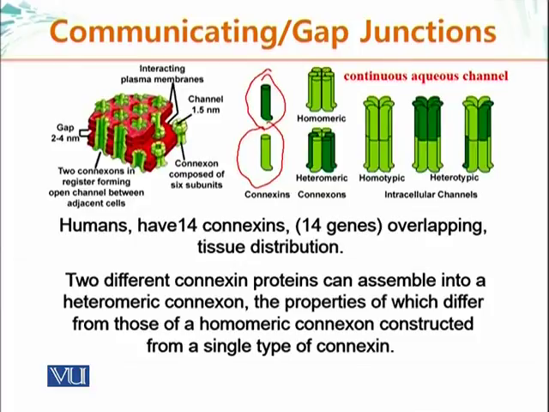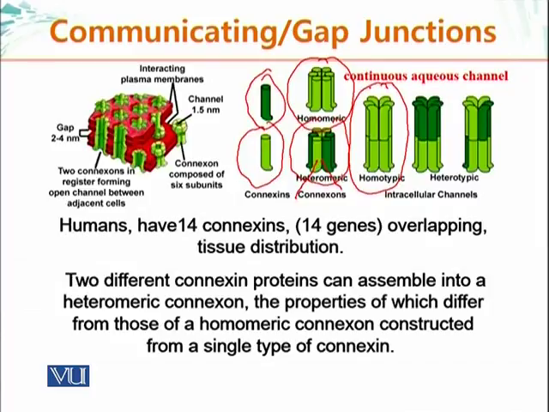One is the homomeric gap junction, or connexon. This homomeric connexon is made up of just one type of connexin protein, whereas heteromeric connexons are made up of more than one type of connexin protein. Here, as you can see, this connexon is made up of light green protein and also the dark green protein. The channels they form can be homotypic, which means that all the proteins making this particular channel are the same, or they can be heterotypic.